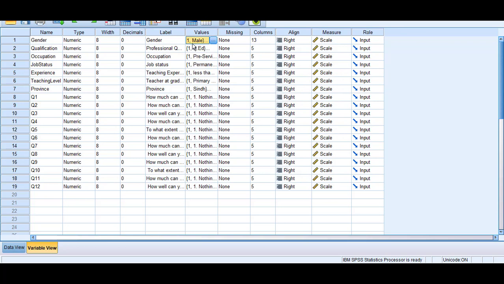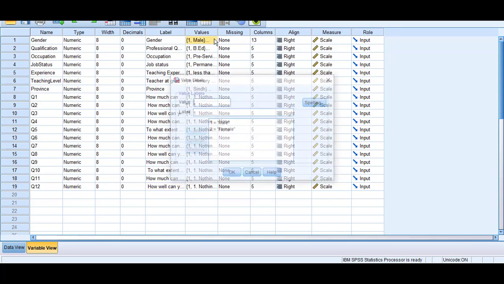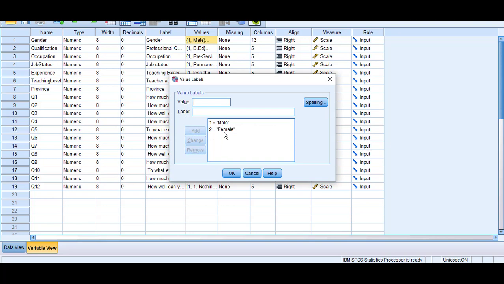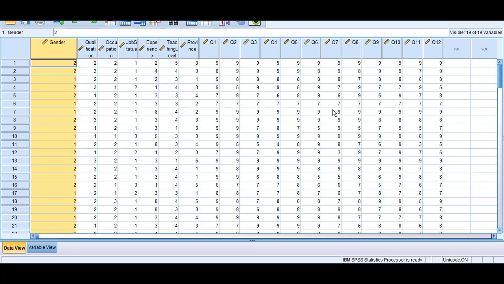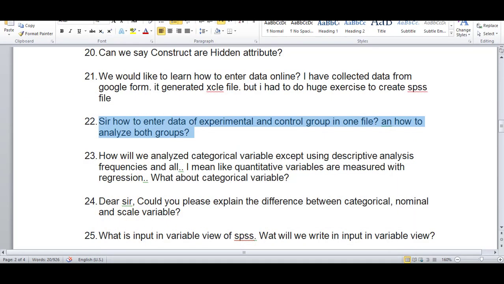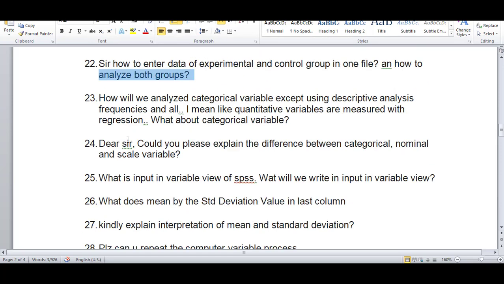Imagine you have a group, like make another group. So make group 1 the control group, number 2 the experimental group, and simply put the data in this way. So either it's gender, or it's a group for control group or experimental group. You can put all this data in one file and analyze it.